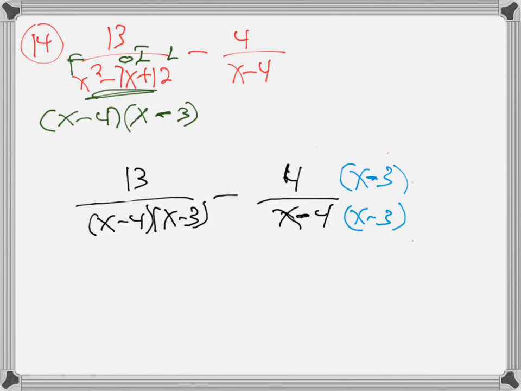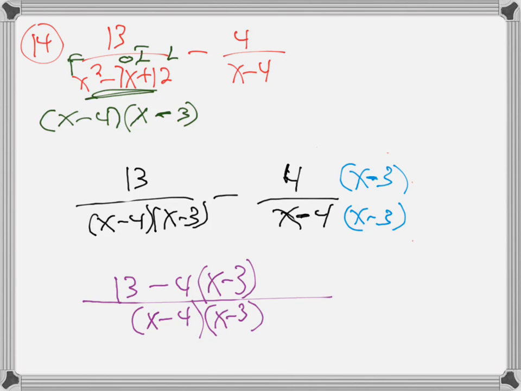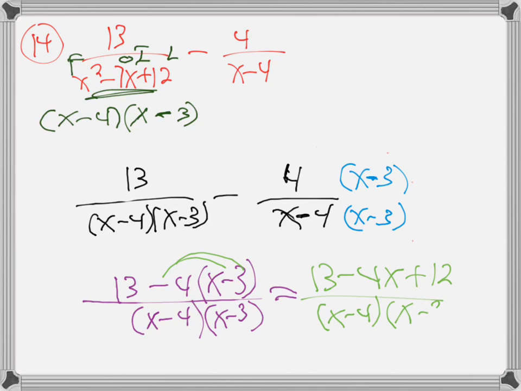Okay, and now the 2 denominators match. So we can make it one big fraction. 13 minus 4 times x minus 3, plus 12. That good so far? All of our work's in the top now, right? So we go 13 minus 4 goes to both, minus 4x plus 12 over x minus 4, x minus 3. We get to there.